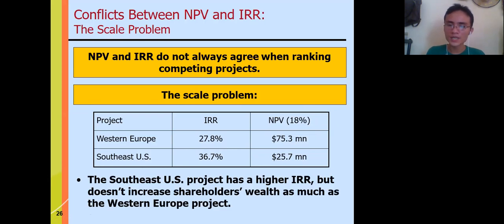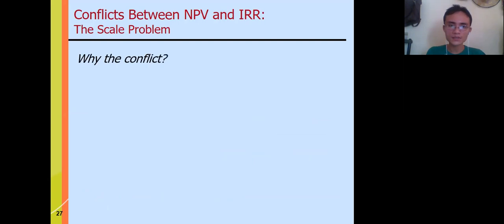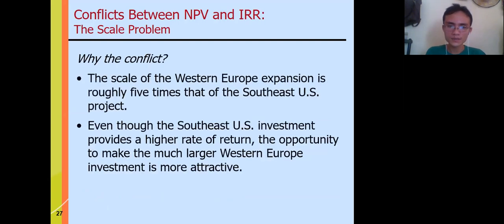That's true, with higher IRR on the Southeast US project, but it does not increase the shareholders' wealth that much if you look at the NPV, compared to Western Europe. In fact, Western Europe has a cost of investment 5 times that of Southeast US.